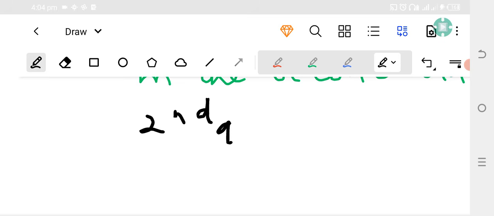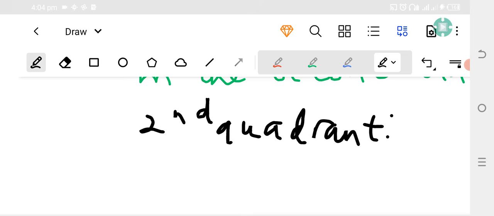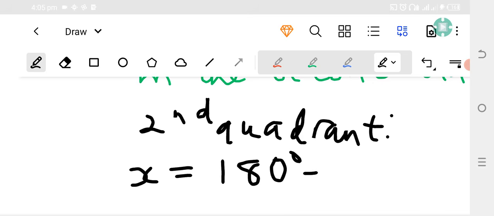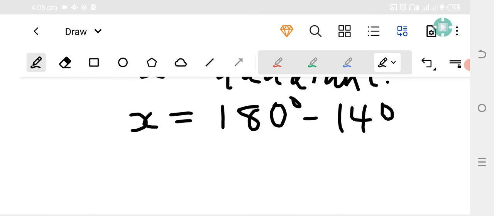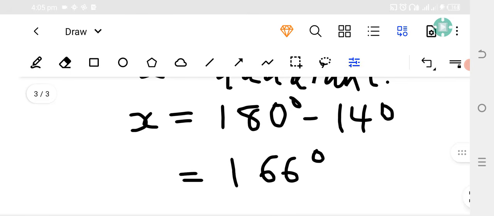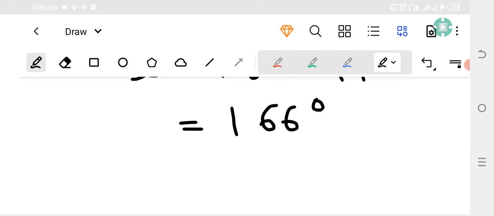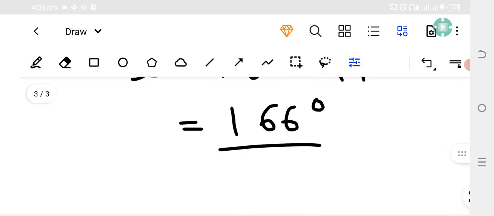What do we do there? We say the angle x is going to be equal to 180 degrees minus the associated acute angle, which is going to give us 166 degrees. Yeah, that can be a final answer, because it's 166.0 degrees if you want.